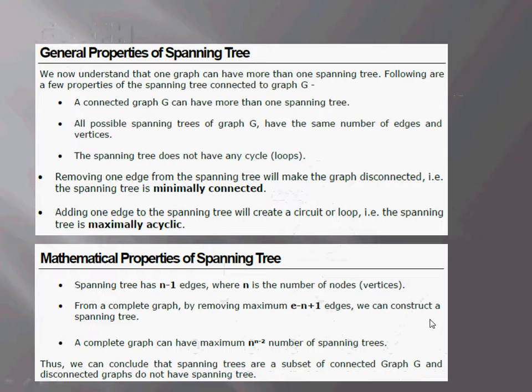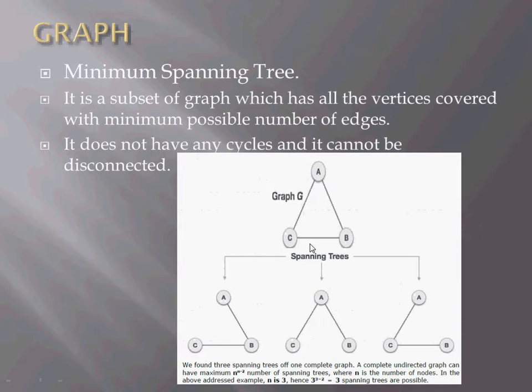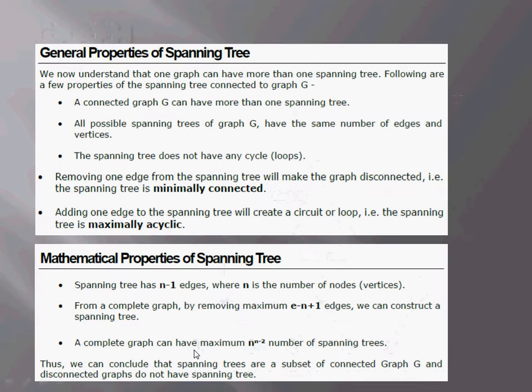General properties of spanning tree. We now understand that one graph can have more than one spanning tree. For example, a connected graph G can have more than one spanning tree. All possible spanning trees of graph G have the same number of edges and vertices. The spanning tree does not have any cycle, that is loop. So here this is a graph which has a loop A B C A, but in this there is no loop.